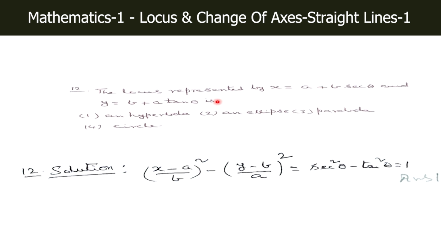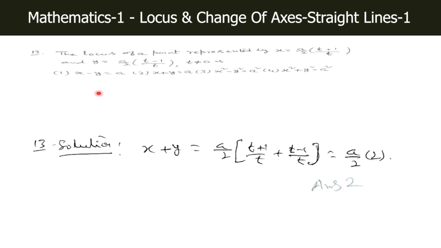The locus represented by x is equal to a plus b secant theta and y is equal to b plus a tan theta is a hyperbola, an ellipse, a parabola or a circle. Now, the solution is: (x minus a by b) whole square minus (y minus b by a) whole square is equal to secant square theta minus tan square theta, which is equal to 1. This indicates that the locus is a hyperbola with center at (minus a, minus b). So, the answer is hyperbola. Answer is number 1.